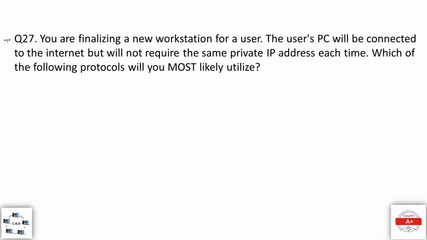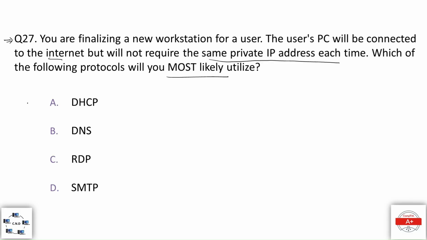Question number 27. You are finalizing a new workstation for a user. The user's PC will be connected to the internet but will not require the same private IP address each time. Which of the following protocols will it most likely utilize? And the options are option A, DHCP, option B, DNS, option C, RDP, and option D, SMTP.